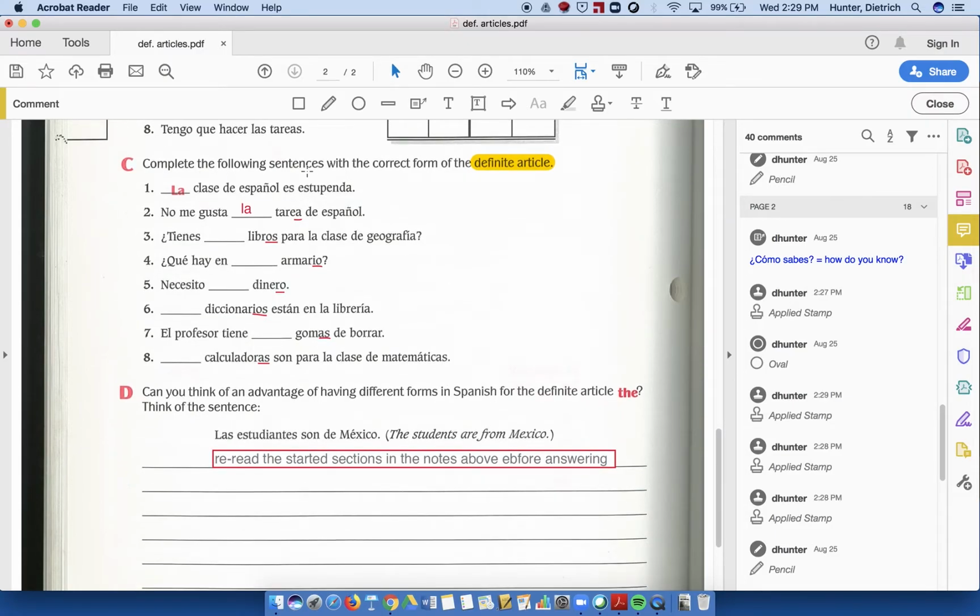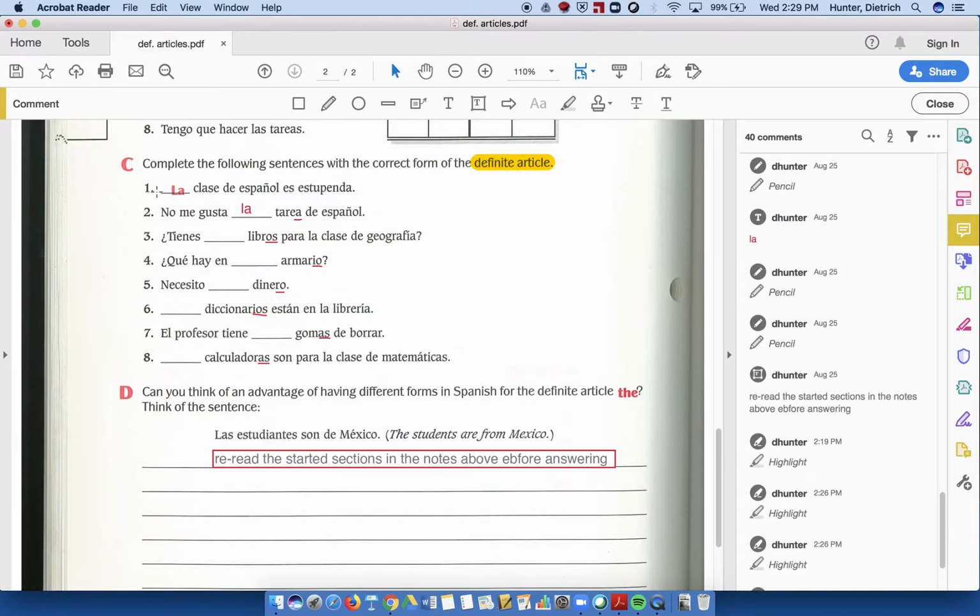Lastly, we have just a bit of practice here we'll buzz through. It says complete the following sentences with the correct form of the definite article. Again, definite articles are el, la, los, and las. You can see those up above. Número 1. La clase de español es estupenda. Right? La is what we see expressed here because we know that clase is a feminine word.